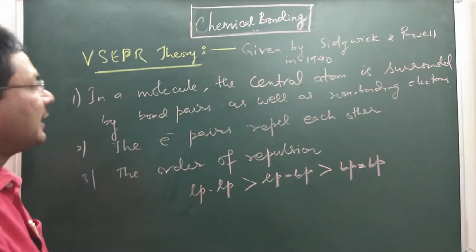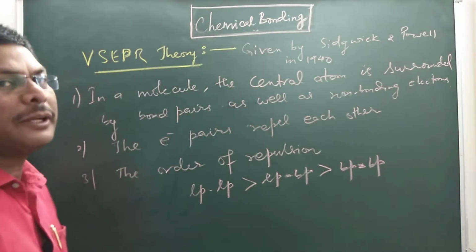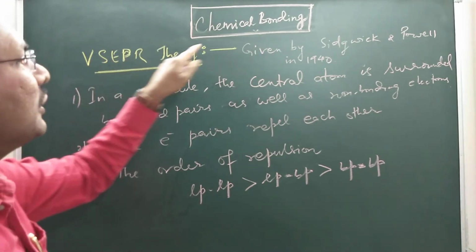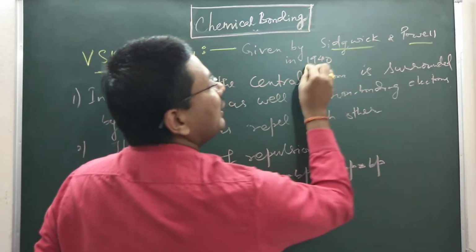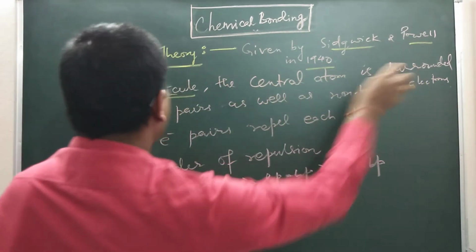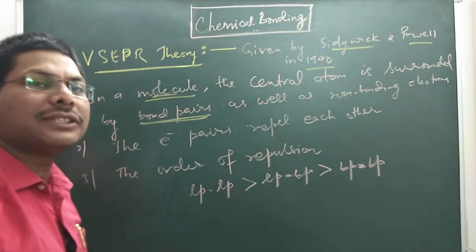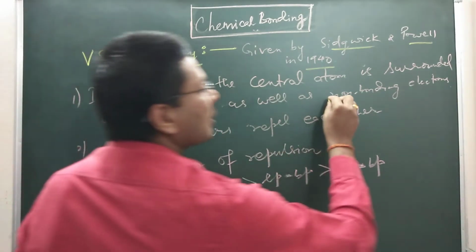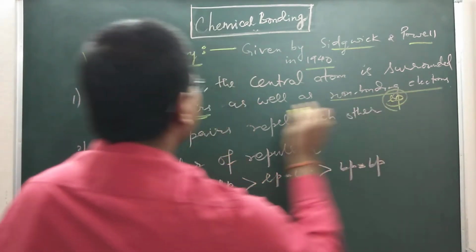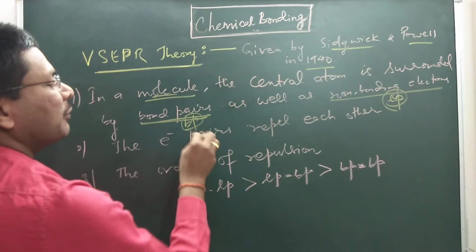So let's discuss what is VSEPR theory. VSEPR theory, valence shell electron pair repulsion theory. It was given by Sidgwick and Powell in 1940. In a molecule, the central atom is surrounded by bond pairs as well as non-bonding electrons. They are also called lone pairs, and bond pairs are also written as BP.